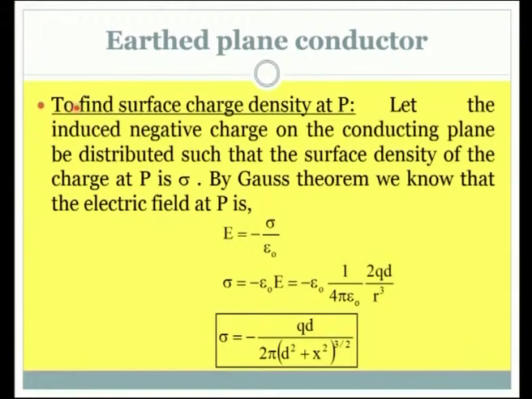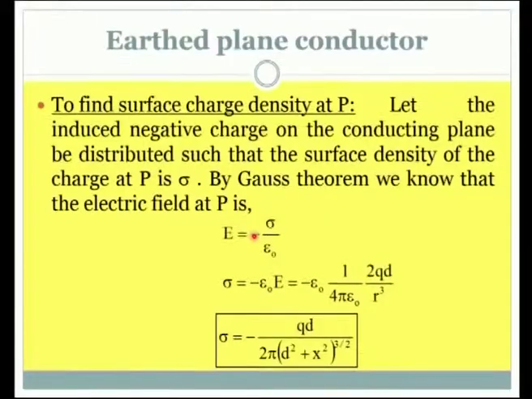What other calculations we can do? To find the charge density at P, let the induced negative charge on the conducting plane be distributed such that the surface density of the charge at P is sigma. By Gauss theorem, we know that the electric field at a point P due to the surface is expressed in this way. This expression is very familiar to us, except for the minus sign. Why is there a minus sign?